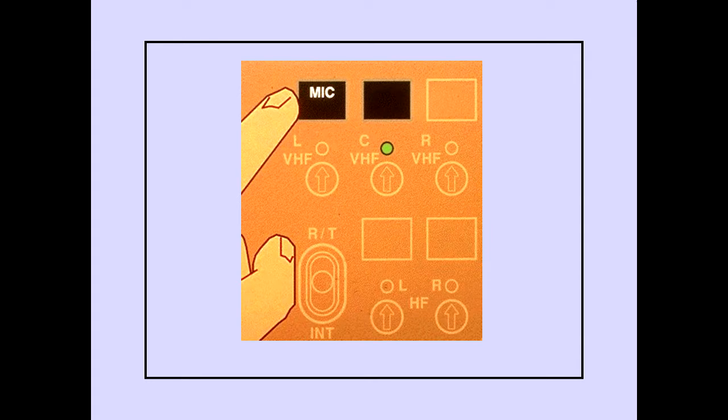Pushing a transmitter selector selects the desired transmitter. The mic indication is displayed. Selecting a transmitter also selects the respective receiver. The green receiver selected indicator does not illuminate.